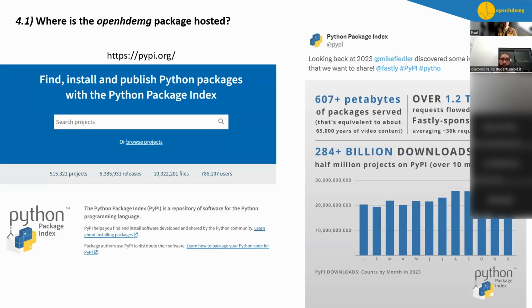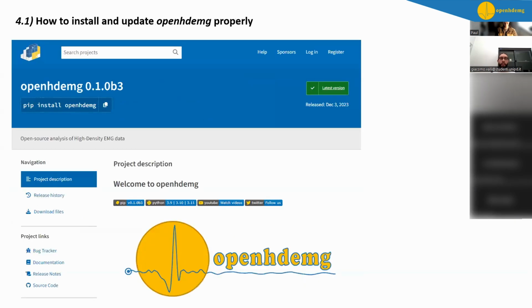So let's start with the technical things. Python is an enormous ecosystem that collects all the Python packages in an enormous repository. This repository is called PyPI. It contains 500,000 projects. Last year there were 284 billion downloads, so it's something huge. All the Python packages can be downloaded from this repository. If you go on this repository and search openhdmg, you will see the main page of the openhdmg project inside the PyPI website.